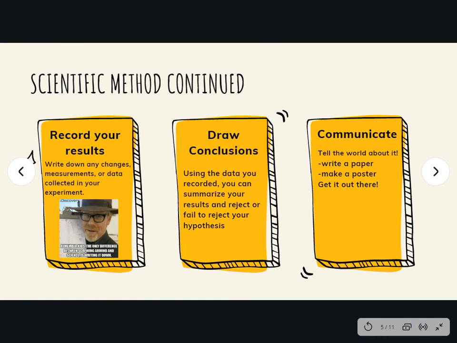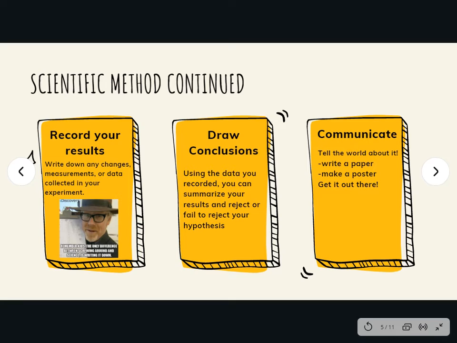So after we have carried out our experiment, after we've designed our groups and carried everything out, the next step is to record your results. You write down any changes, any measurements, any data. This is where the only difference between screwing around and actually doing science is writing it down. Because if you do an experiment with different types of water and different types of plants, and you don't write anything down, you don't collect your data, you're just gardening. But if you write it down, it can be science.